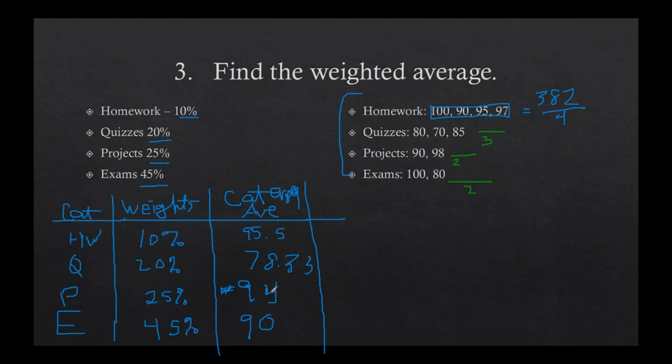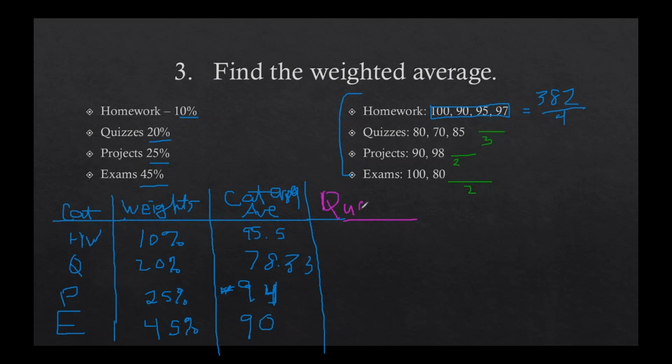Okay, pardon my sloppy handwriting there. But my category averages are 95.5, 78.33, 94, and 90. Did everybody get those? Any questions on the category averages?